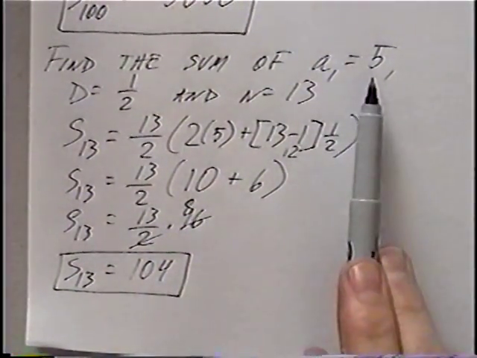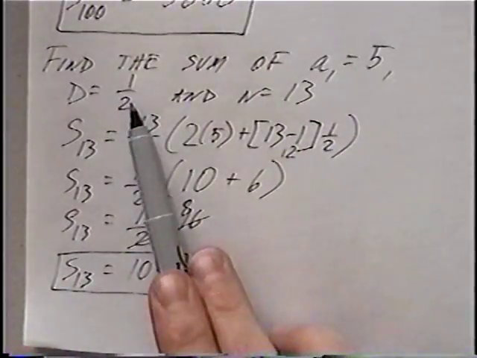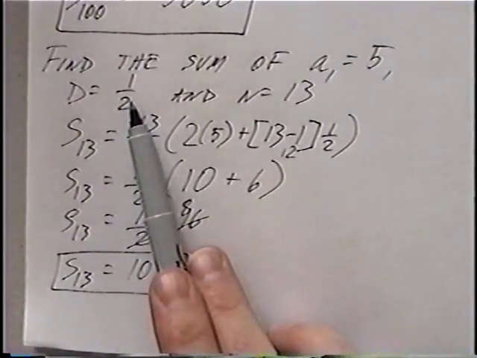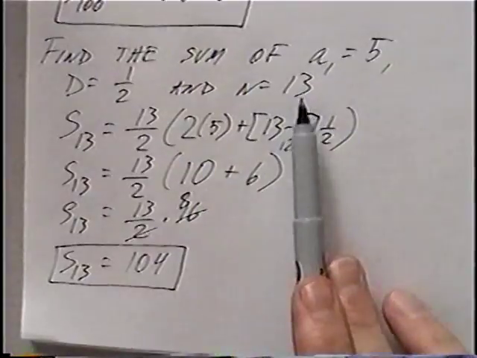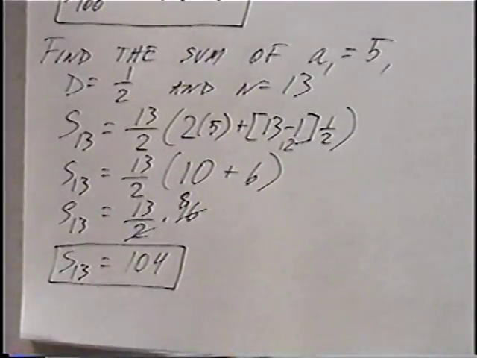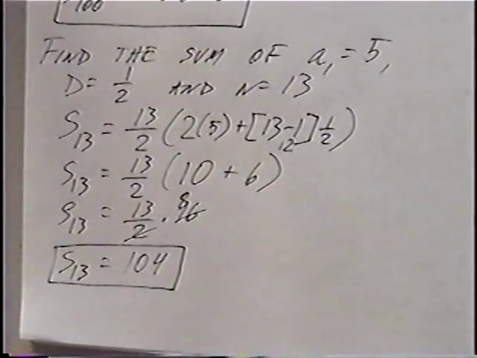So again, starting at the first term 5, the difference is 1/2, which means every number goes up by 1/2. If we do that for 13 numbers and add all the numbers up, it would result in 104.